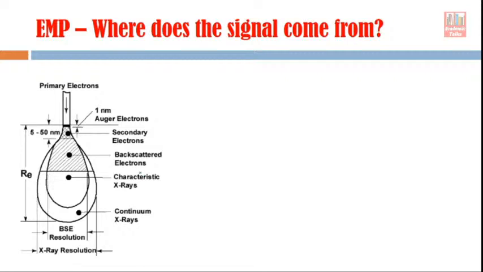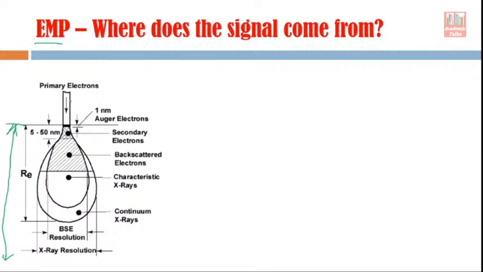Now, from where does this EMP, electron microprobe, signal come out? You know that in the case of scanning electron microscope or Auger electron spectroscopy, the signal is generated from the sample when the electron beam interacts with the sample. So this is a sample, and it goes into the deeper part also. The surface is at this point here. This is the surface, and this is the incoming electron beam.